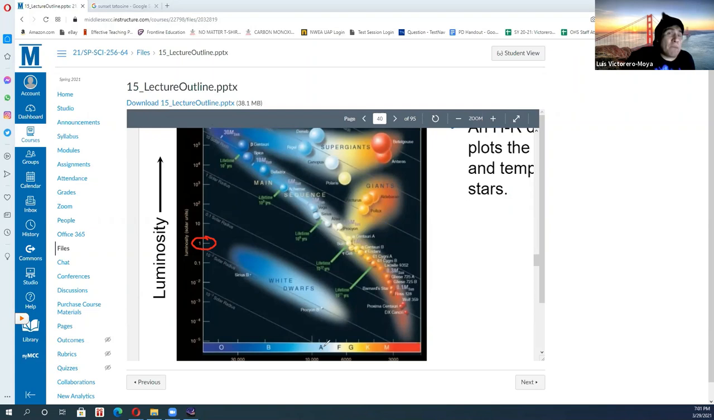Then we have the temperature. But guess what? We have been able to classify stars based on the temperature. So we have O, B, A, F, G, K, M. And we can also put the temperature values there as a reference. The temperature increases from right to left, just like the stellar type or the spectral type.